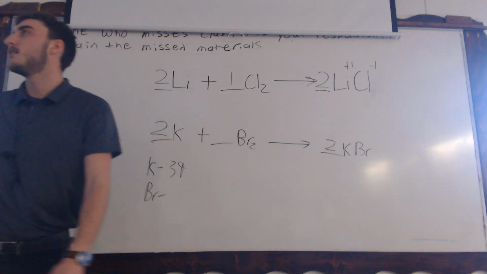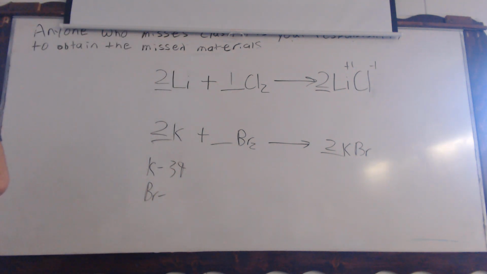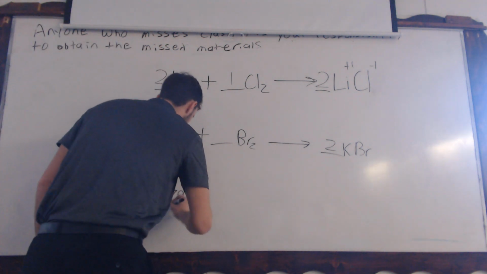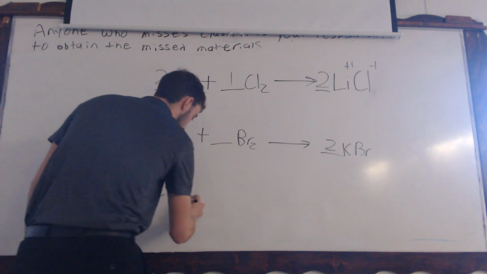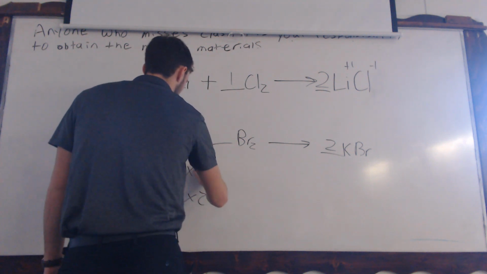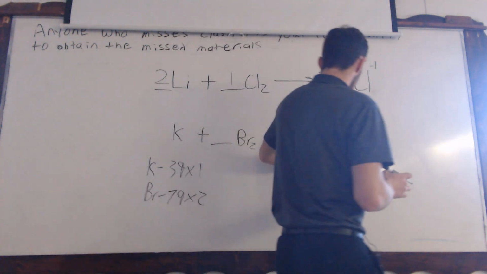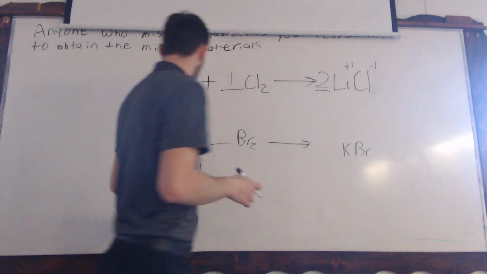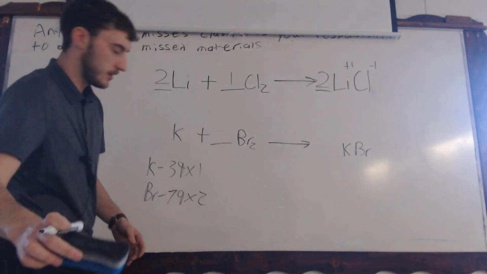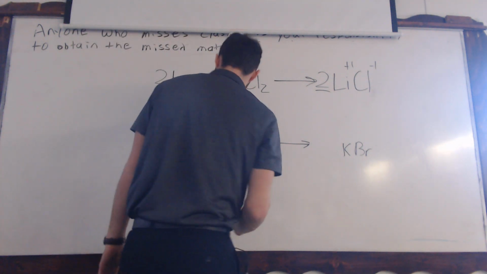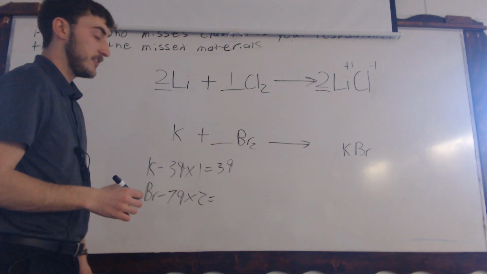Bromine has a weight of... somebody want to tell me? 79. But we have two of them, so we gotta multiply it by two. We only have one potassium. Let's get rid of the numbers. So 39 times 1 equals 39. 79 times 2 is 158.